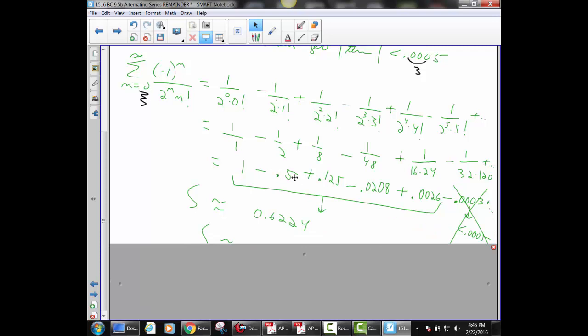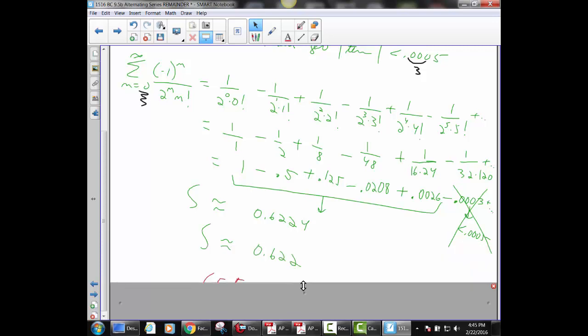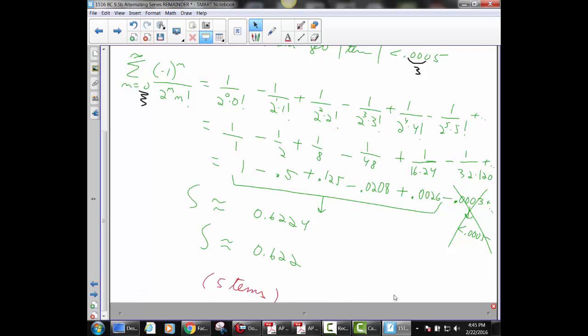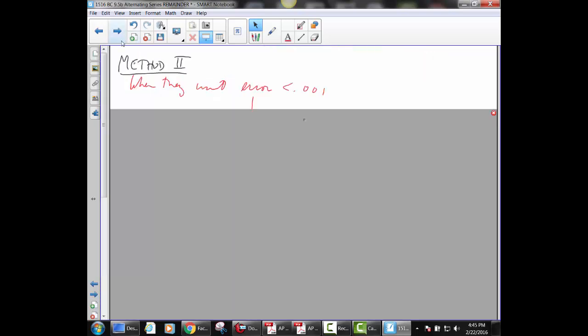So if you take 1 minus 0.5 plus 0.125 minus 0.0208 plus 0.0026, you will get 0.6224. Now notice I'm going to 4 decimal places because I'd like to round my final answer off to 3. So just give yourself one more. And therefore, we have found out it takes 1, 2, 3, 4, 5 terms to make this happen. But this is a lot of work, and if you didn't have a calculator, you would not want to be sitting there dividing 1 by whatever 32 times 120 is.